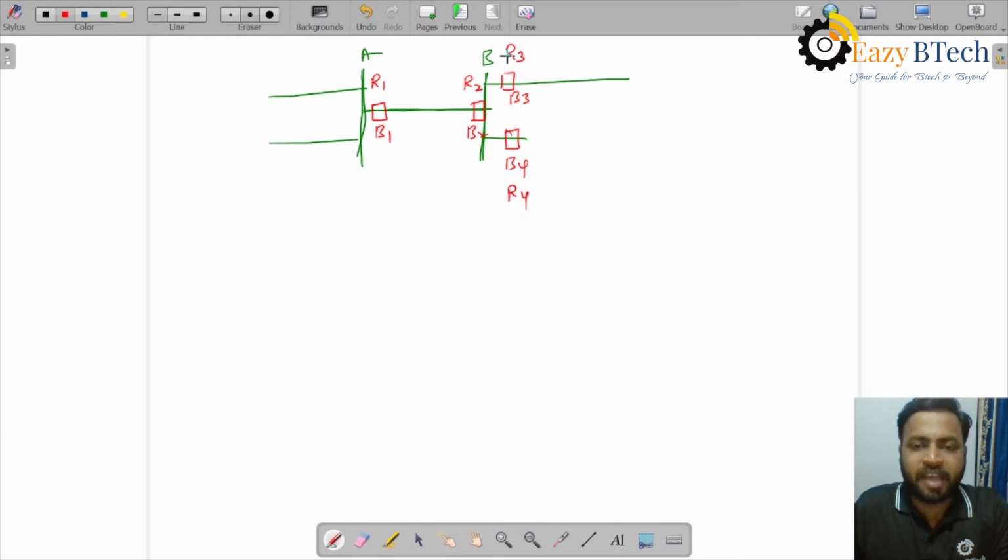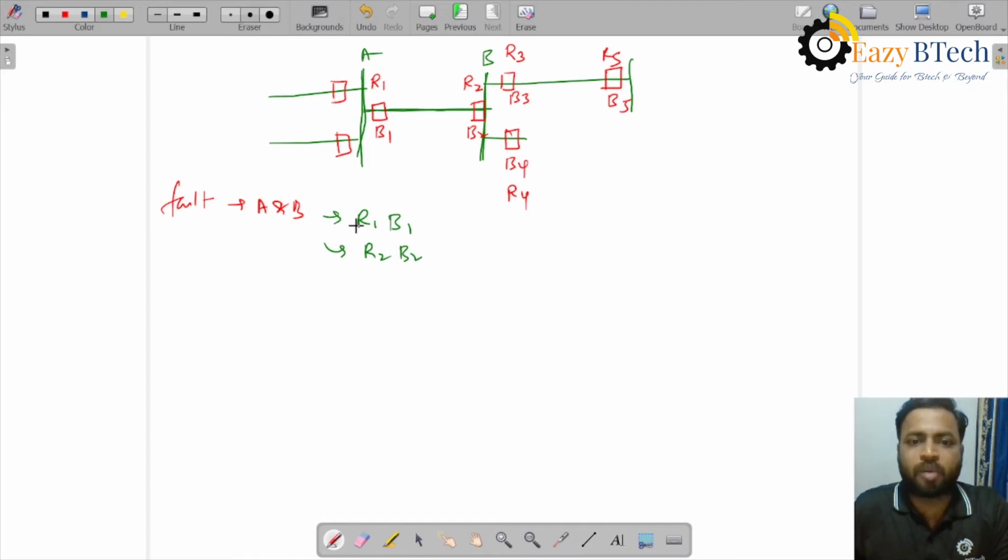Relays have to initiate the operation of the breaker: the relay will sense the fault and initiate the breaker operation. Let us suppose there is one more bus bar here with a breaker and relay combination, B5 and R5. So there are a set of breakers and relays protecting the transmission line. Now coming to our zone of interest between A and B: if there is a fault in the A and B zone, then relay R1 and its breaker B1, as well as R2 and its breaker B2, should operate.